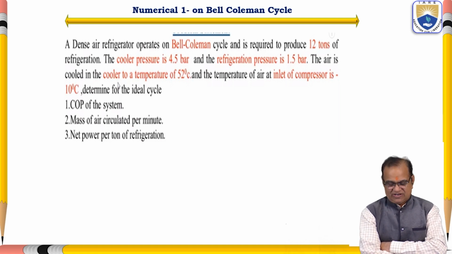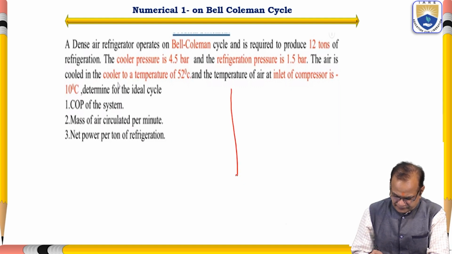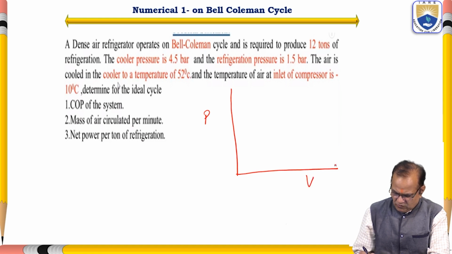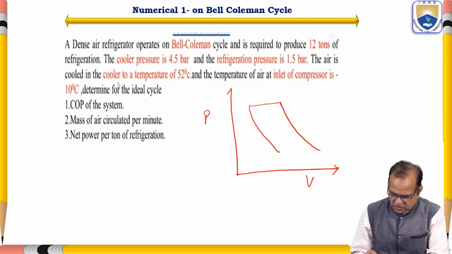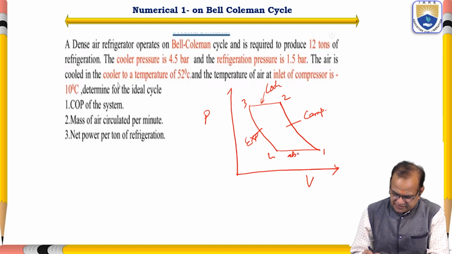So this is the thing. First, if I draw a PV diagram or TS diagram, whatever may be, 1 to 2, 2 to 3, 3 to 4 and 4 to 1. This is the compression. This is the expansion. This is the cooling. This is the absorption.